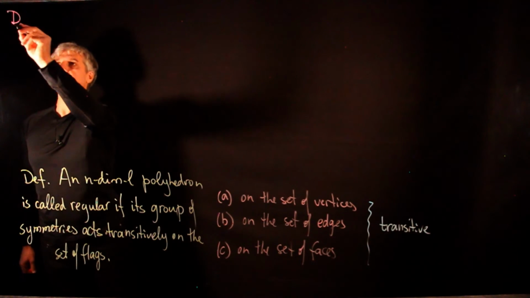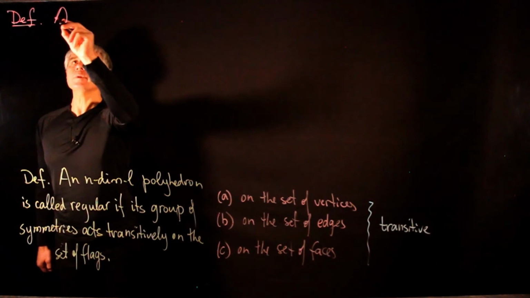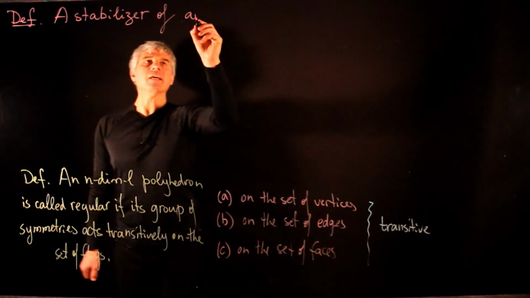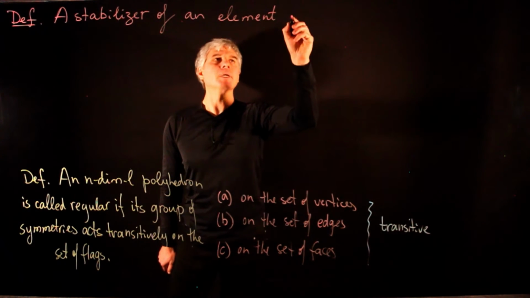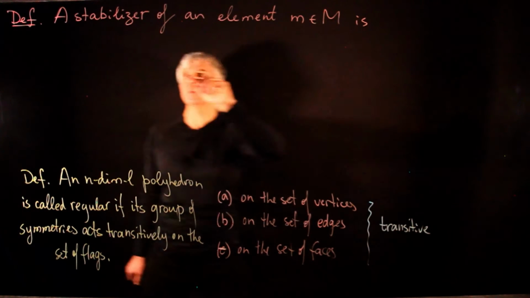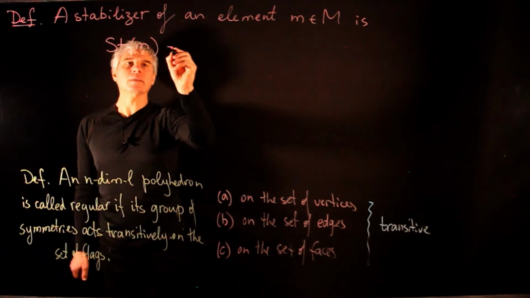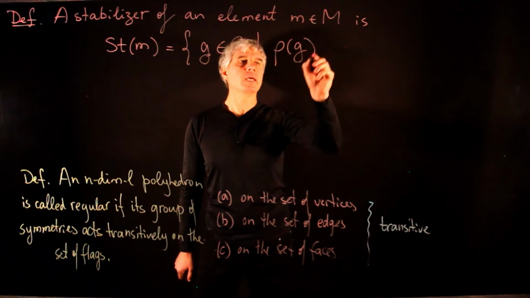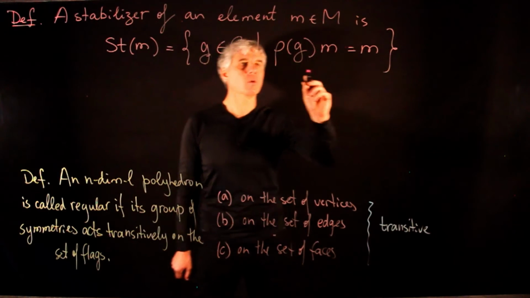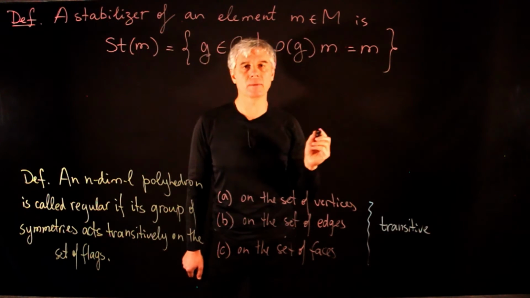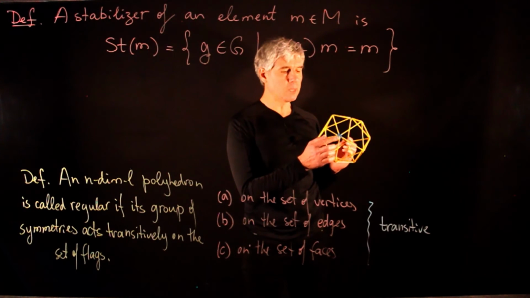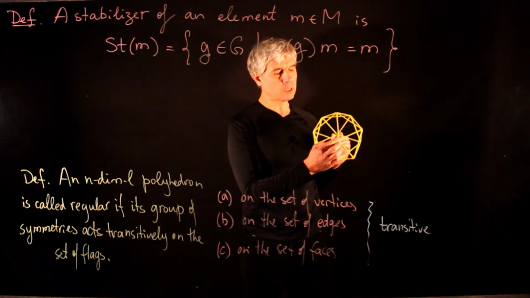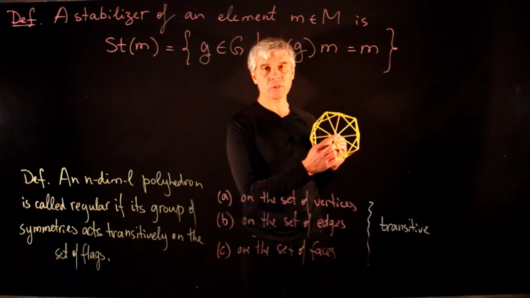Our next definition is the definition of a stabilizer. A stabilizer of an element M in the set M is the following set. Stabilizer of M is the set of all elements g in G such that rho of g acting on M is equal to M. So these are all elements of G that do not move the given element. For example, if we consider the group of symmetries of the icosahedron and consider its action on the set of vertices, then all these rotations will be in the stabilizer of this vertex.